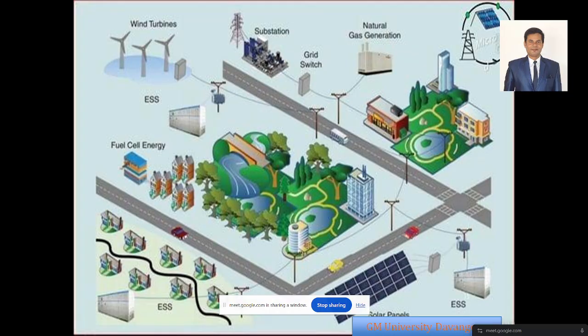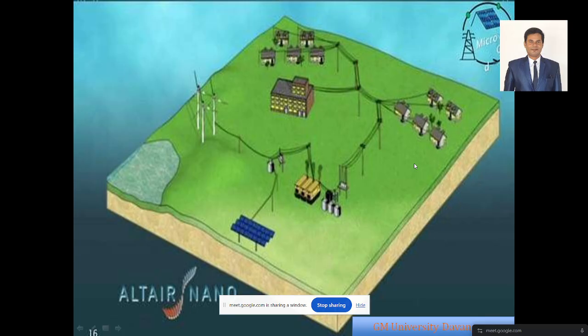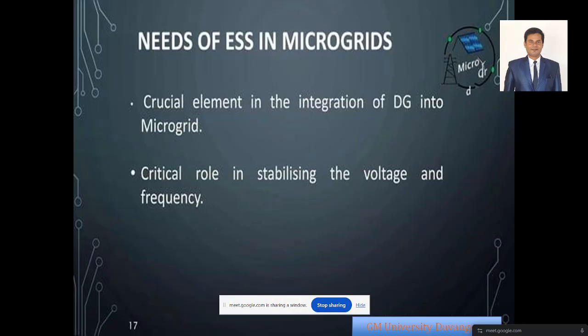So this is actually how the grid looks. You can see there are wind turbines, energy storage systems, fuel cell systems, and we have natural gas. We have a small substation, and we have the grid switching station also, right. So this is actually the need.